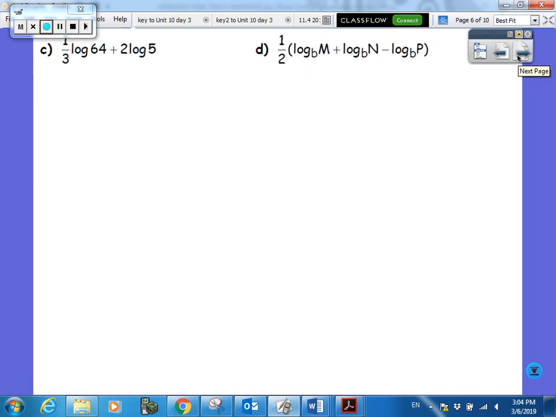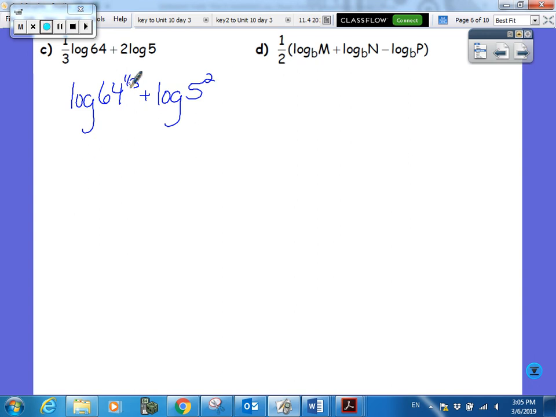All right, so on these, because of this 1/3 and this 2, we have to deal with those before we can do anything with the argument. So we have to say this is log of 64 to the 1/3 plus log of 5 squared. Because we can't use law number 1 if there's a number out in front. There's no numbers involved in there. It has to be just log.